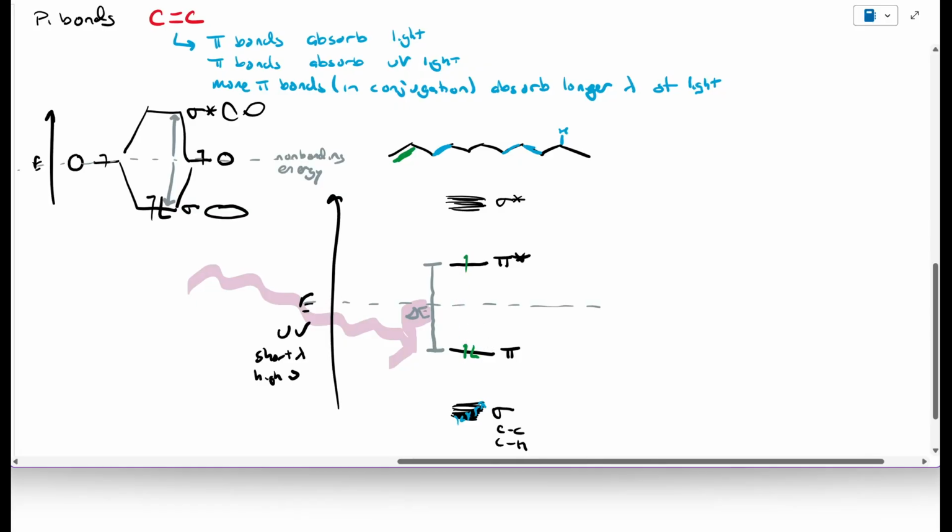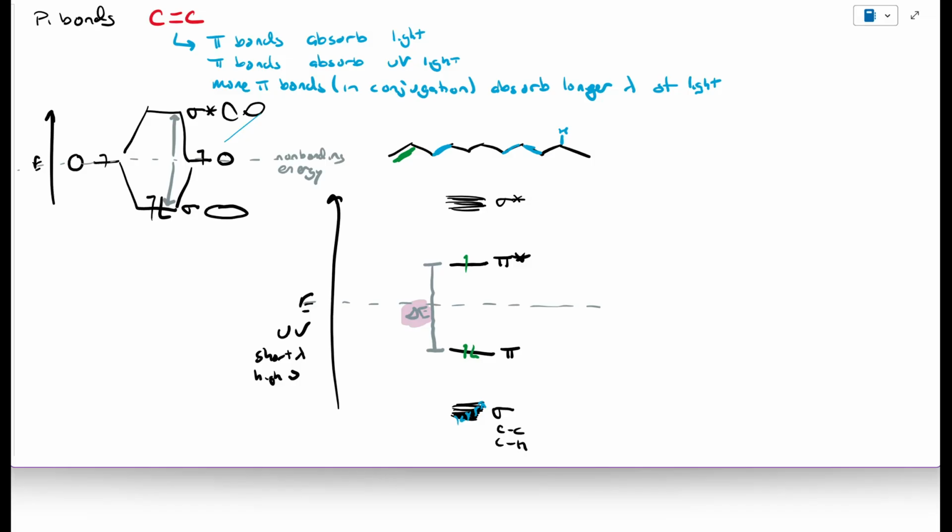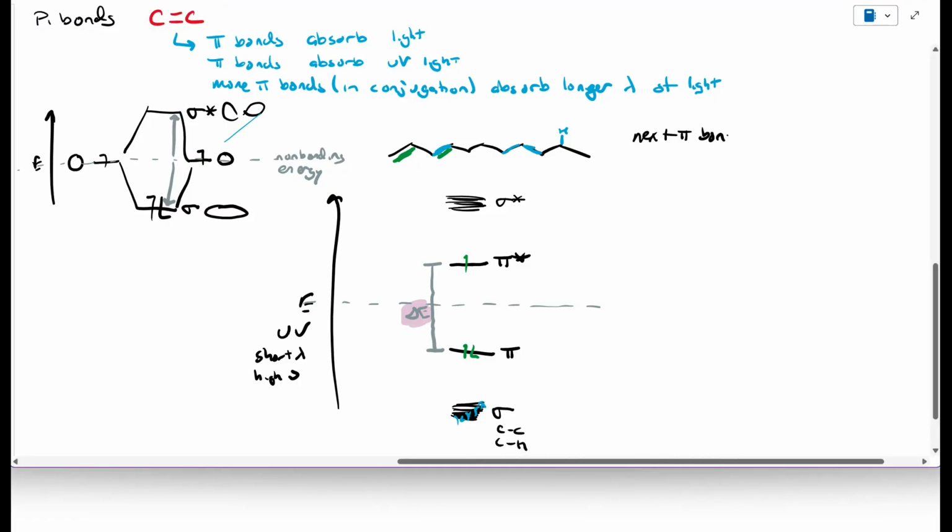Okay, so that's thing one. The next thing: as you add more pi bonds to the molecule, the next pi bond is a bit higher in energy.